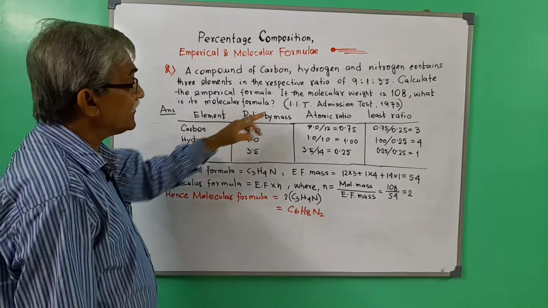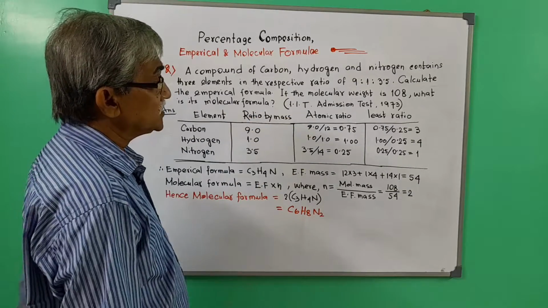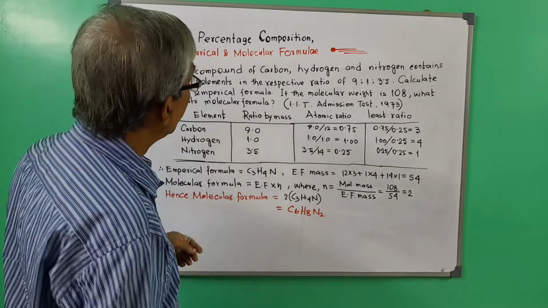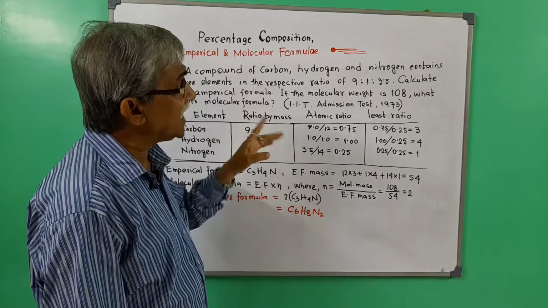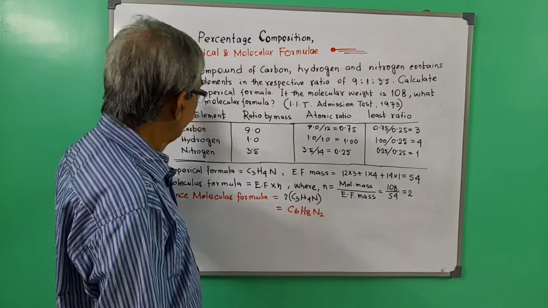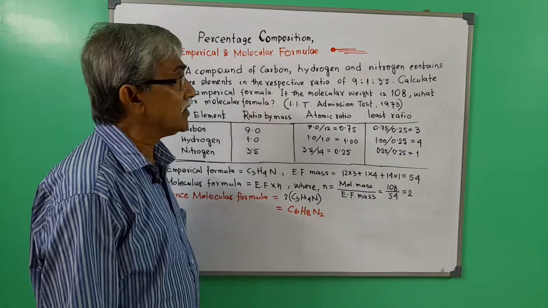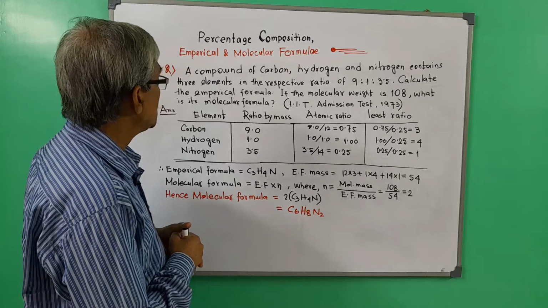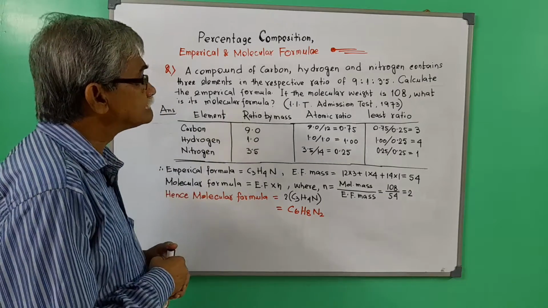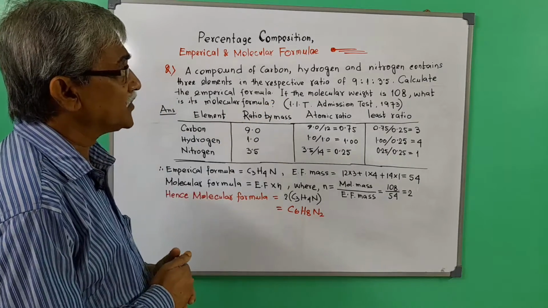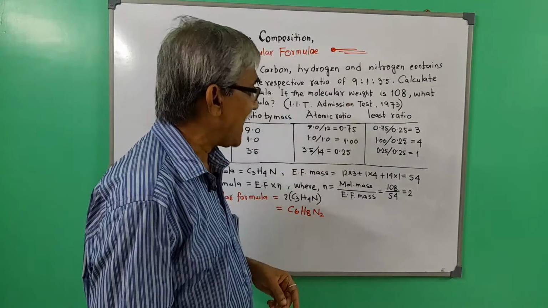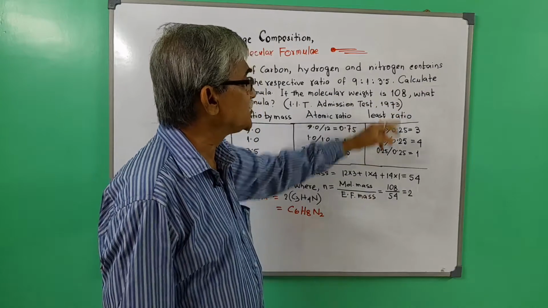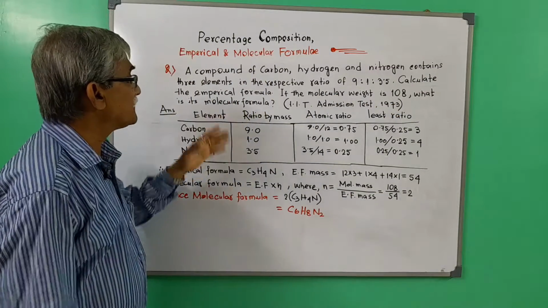Now let us take another example. This was set in the IIT admission test in the year 1973. The question is, a compound of carbon, hydrogen and nitrogen contains the 3 elements in the respective ratio of 9:1:3.5 by mass. Calculate the empirical formula. If the molecular weight is 108, nowadays we call it molecular mass, then what is its molecular formula?